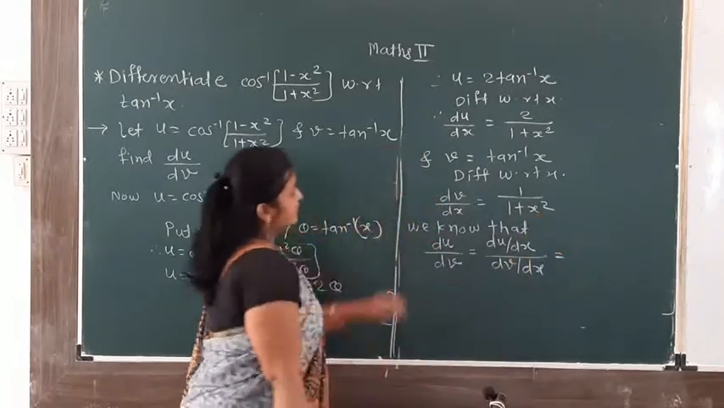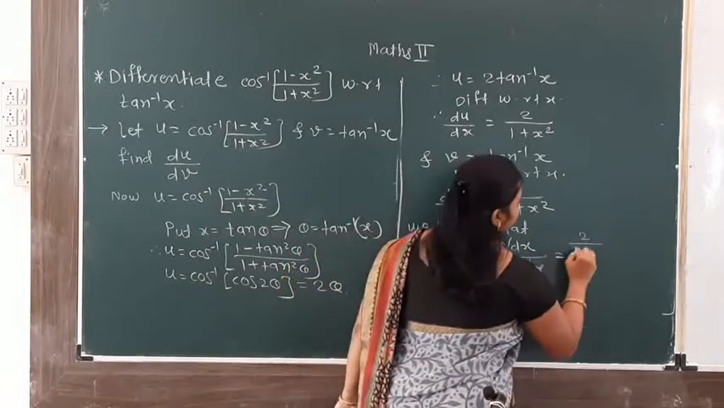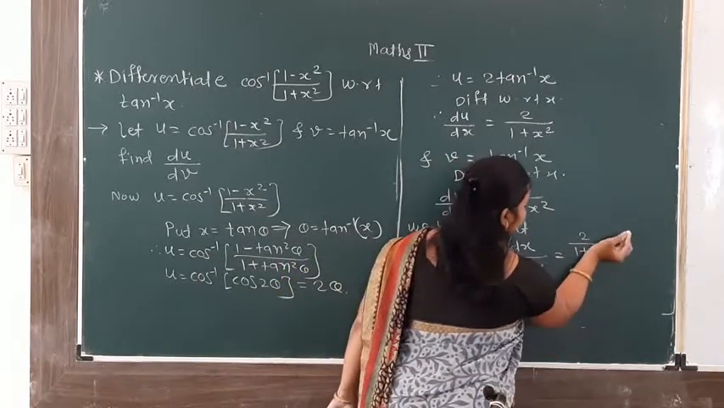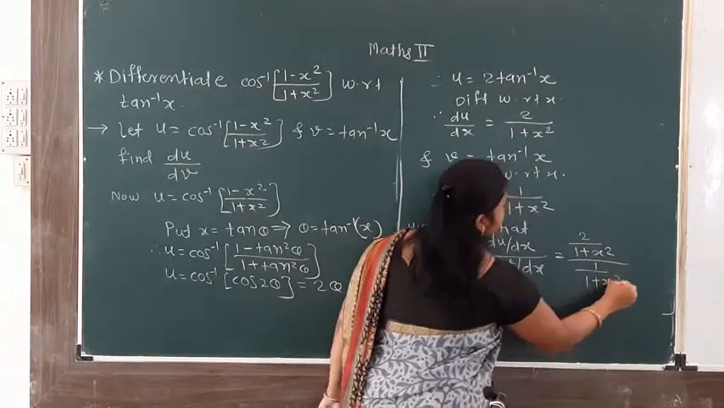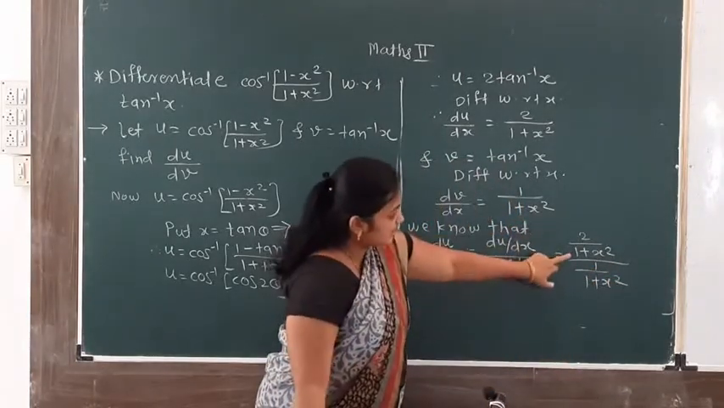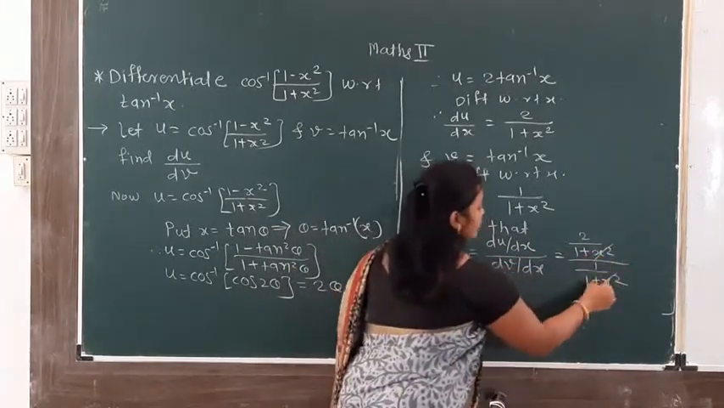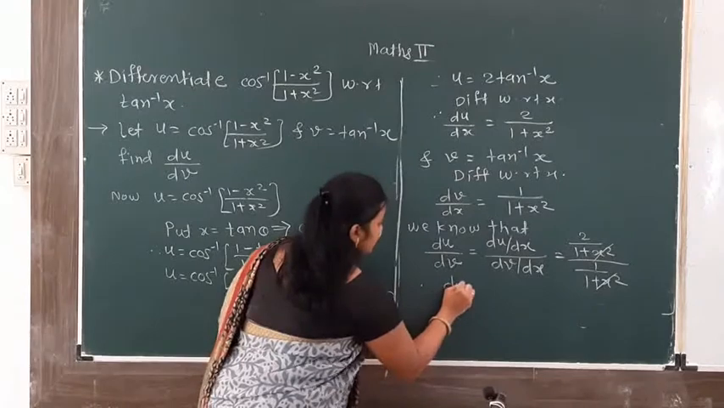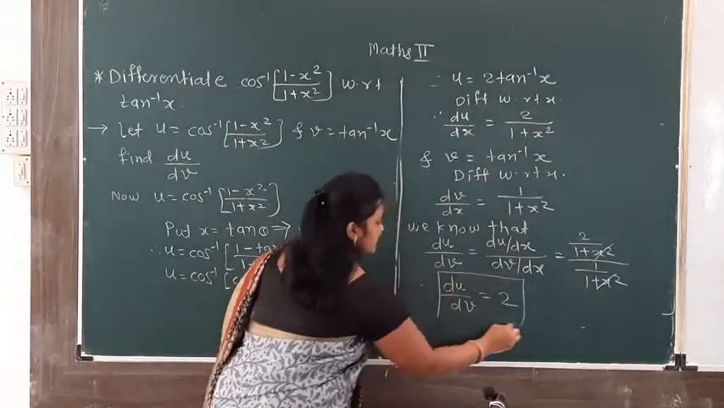Now substituting du by dx and dv by dx: 2 upon 1 plus x square divided by 1 upon 1 plus x square. Now the numerator's denominator and the denominator's denominator are the same, so they cancel out. So your final answer du by dv is equal to 2. So this is my answer.